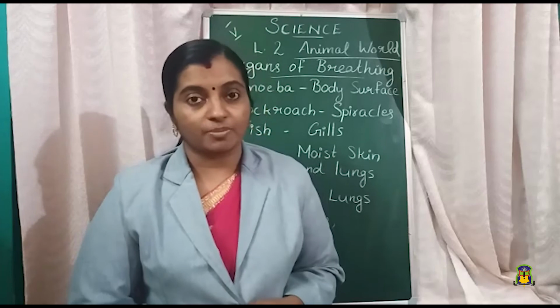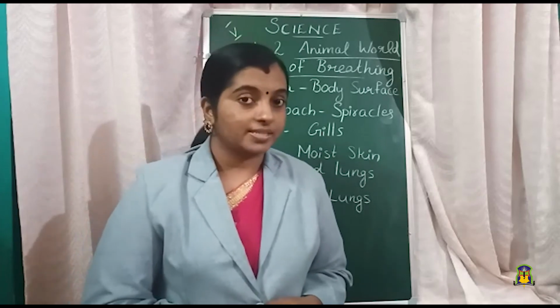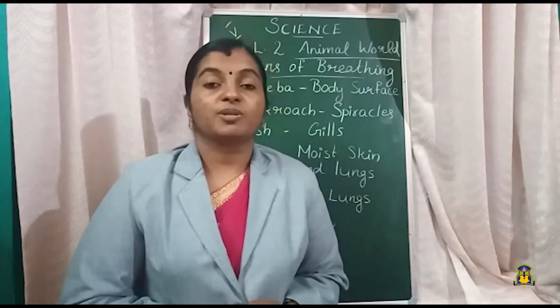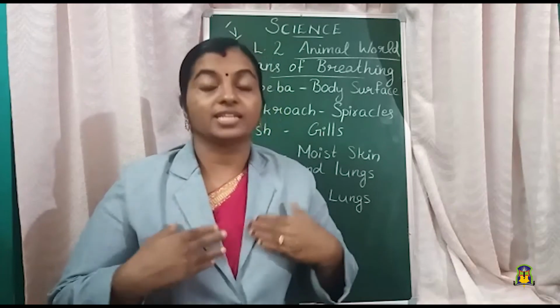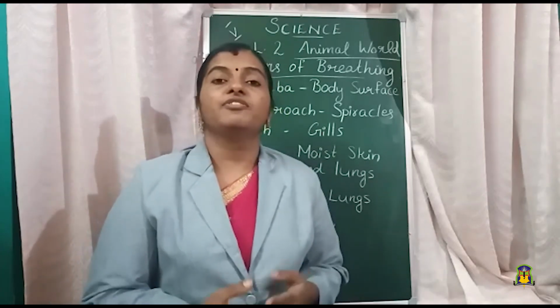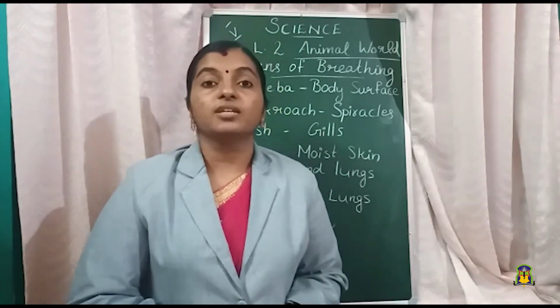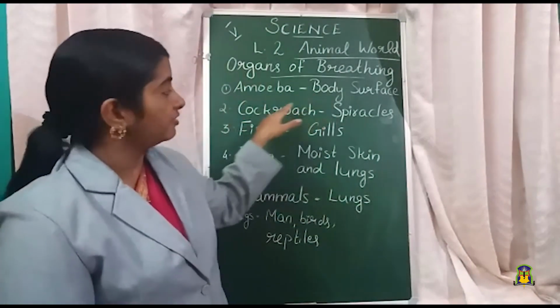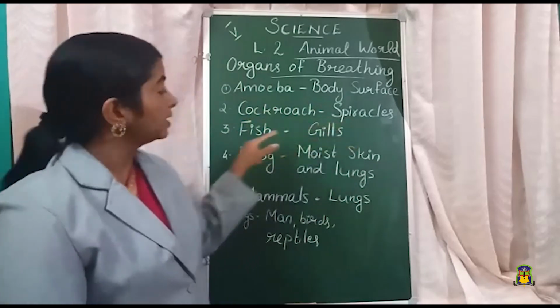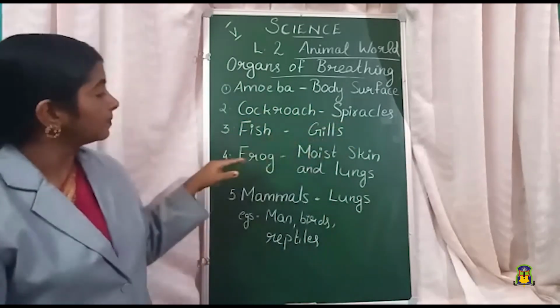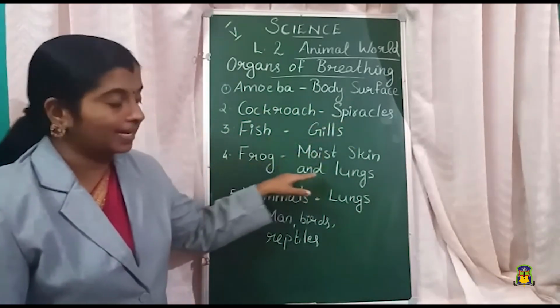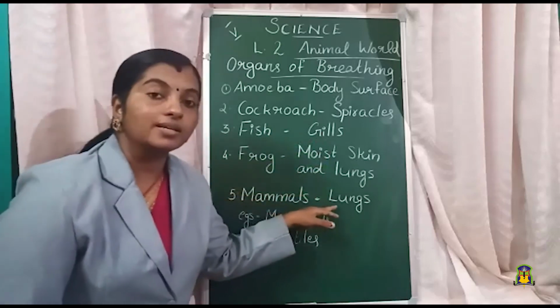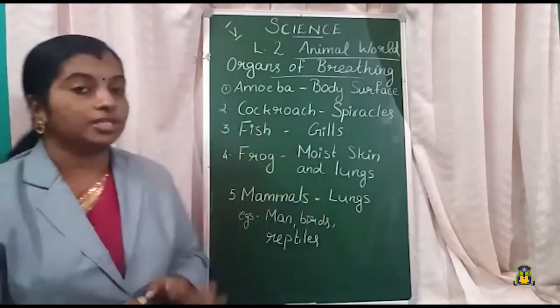Did you understand the topic? We will say it once again. What is breathing? It is the process of taking in oxygen and giving out carbon dioxide. And different organisms have different breathing organs. Amoeba uses body surface. Cockroach has spiracles. Fish uses gills. Frog, moist skin and lungs. Mammals use their lungs. So that is all about today's topic.